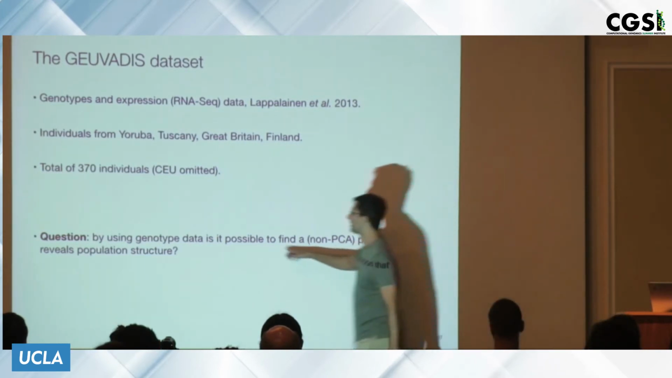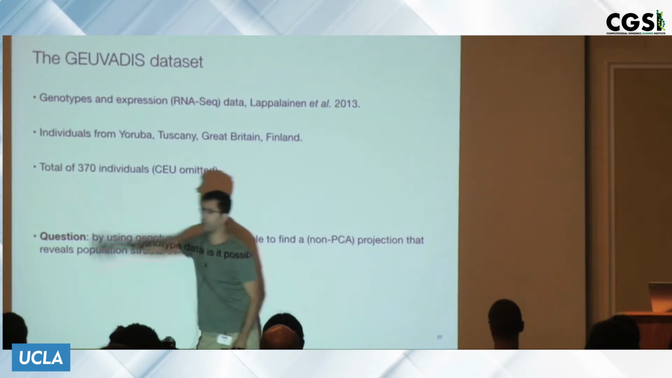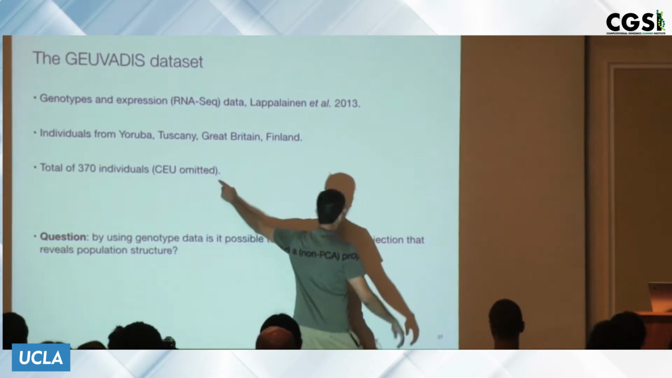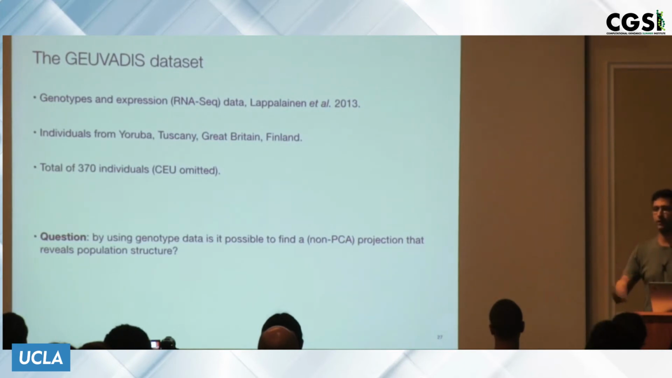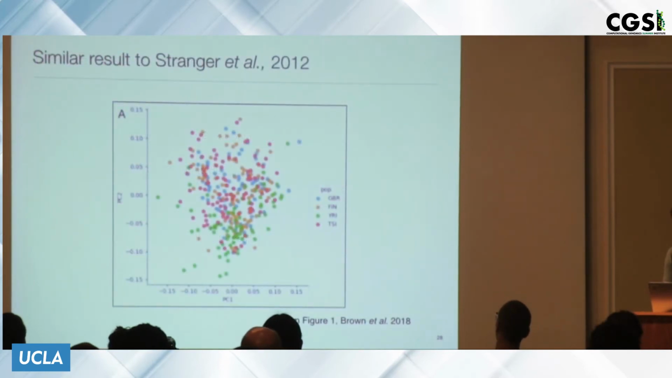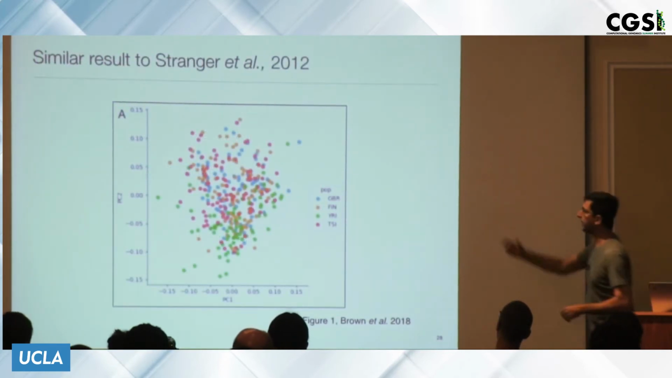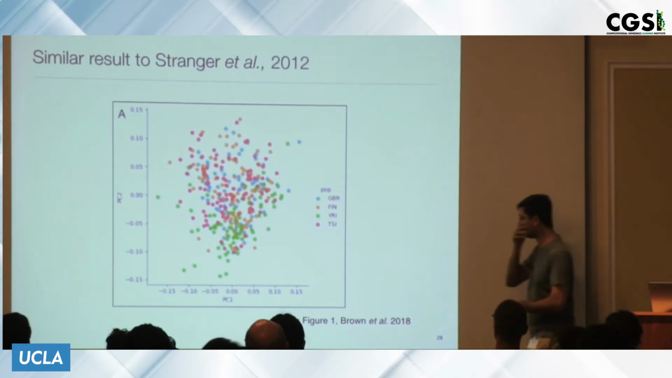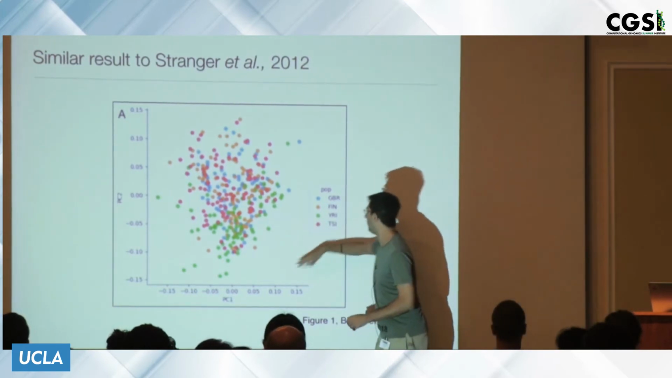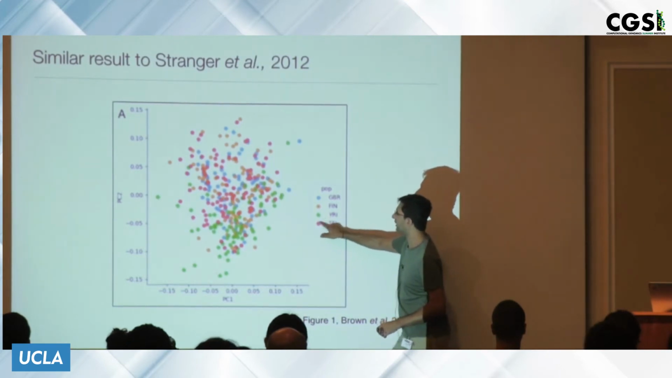We did an analysis of it. We looked at only 370 individuals. We left out this group because it turns out that cell lines go awry when they're old, and this one was old and had some strange structure in it, so we omitted it. Okay, so first of all, we can kind of recapitulate the results from Barbara Stranger. So if you look at this plot, if you just do PCA, these are the Africans.